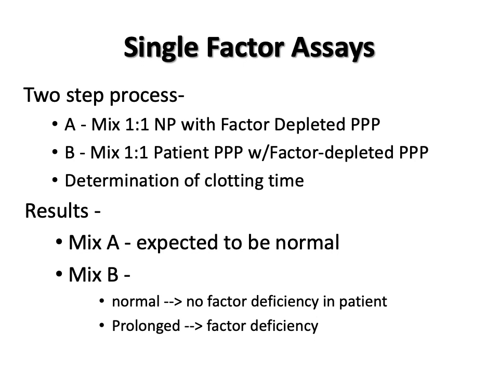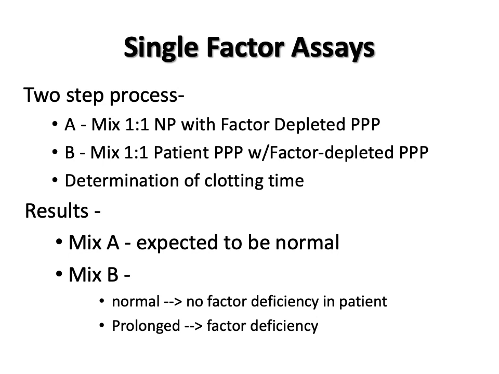Testing requires a two-step process. First, 1 part normal plasma is mixed with 1 part factor deficient plasma. Next, 1 part of patient plasma is mixed with 1 part factor deficient plasma. Both samples are then tested and the clotting times are determined.